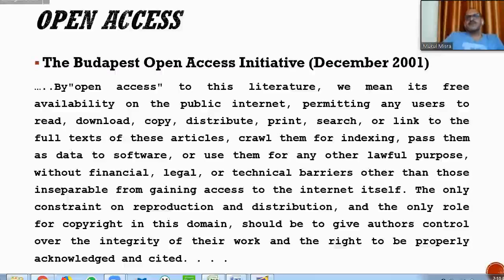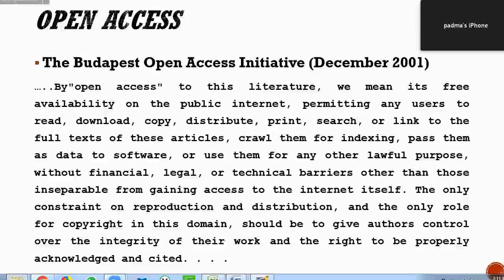But in 2001 itself, it was realized that whatever we do must be available to all researchers, because at that time the internet was actually a privilege of some research institutes or institutes of importance. So the public internet permitting any users to read, download, copy, distribute, print, search, or link to the full text of these articles.